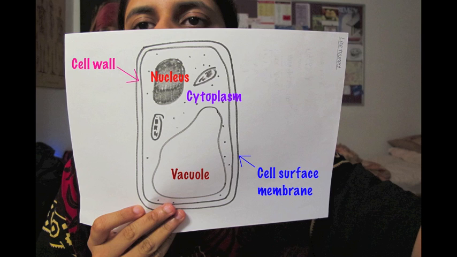The final and probably the most important feature of a plant cell is the chloroplast. This is where photosynthesis occurs in plant cells and it therefore contains the very famous pigment chlorophyll. This is the place where carbon dioxide, water, and sunlight are converted into glucose and oxygen.